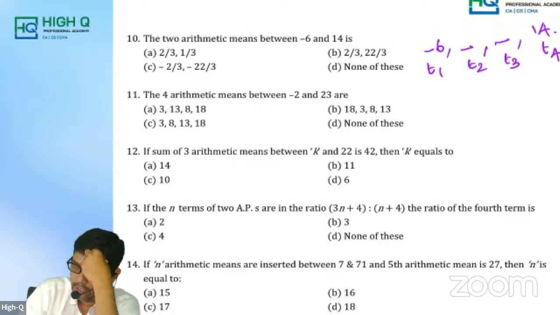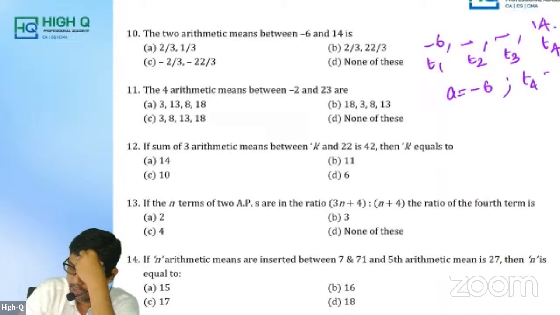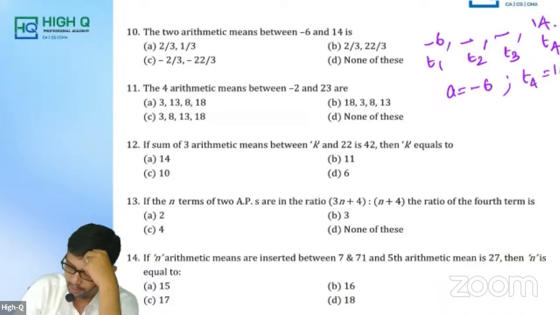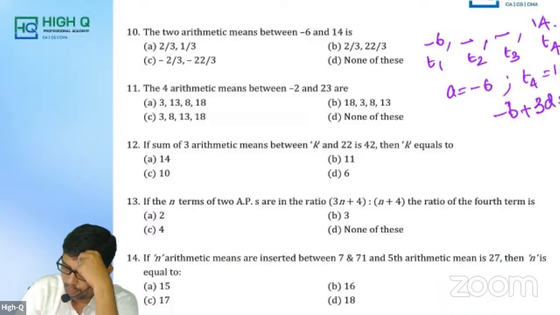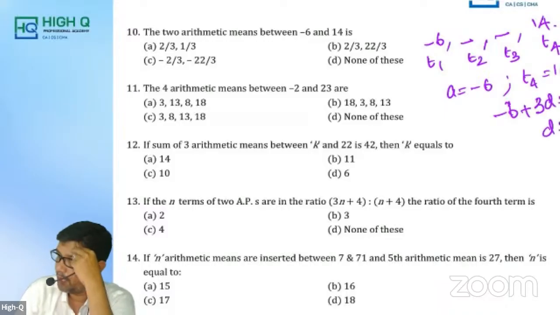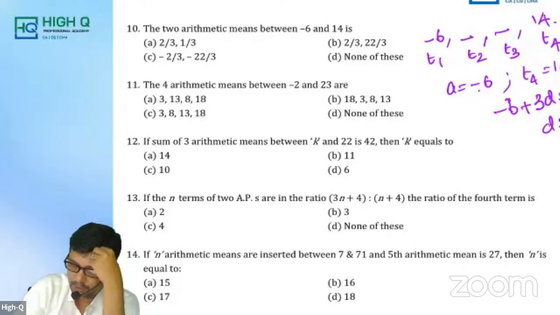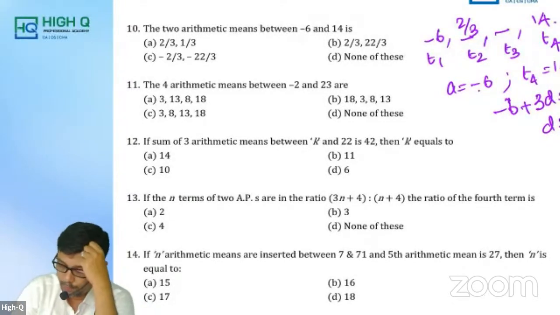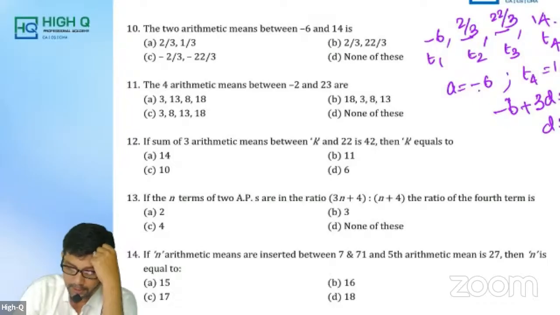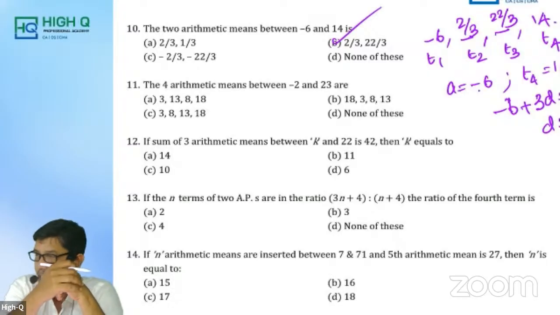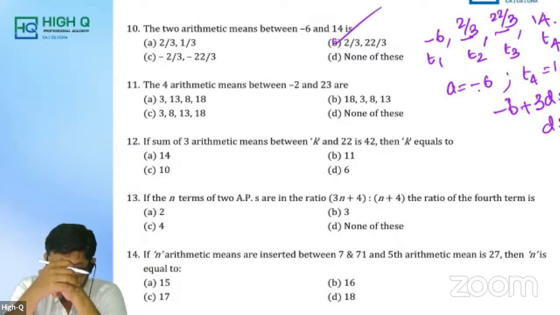Now T1 is minus 6, so a is nothing but minus 6. Then T4 is equal to 14. By using this, can I find the common difference? What is the common difference? a plus (n minus 1) into d is equal to 14. So d I'm going to get is 20 by 3. Am I right, my dear? So the first option is going to be minus 6 plus 20 by 3, which is 2 by 3. 2 by 3 plus 20 by 3 is 22 by 3. So my option is going to be option B. Is that correct, my dear? Option B.